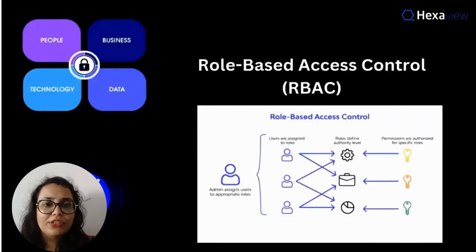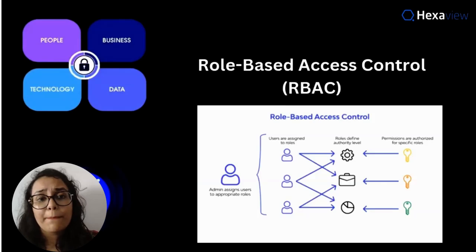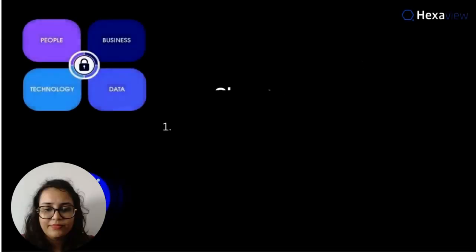On the left, we have users each mapped to a specific role like admin, manager, or employee. These roles define their level of authority, like full access or limited access. On the right, each role is connected to a set of permissions, such as read only access or full control. This structure ensures users access only what they need, keeping your system secure and well organized.